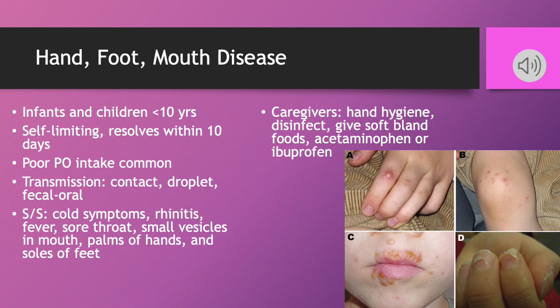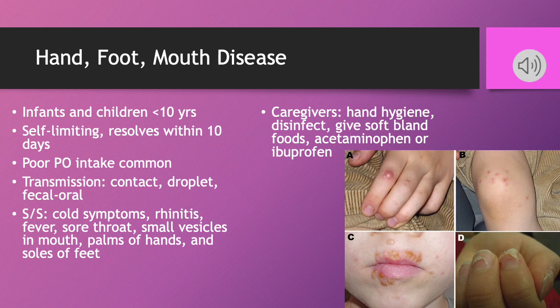Some of these children may have poor PO intake, and that's usually secondary to the oral blisters. It's transmitted through contact droplet and the fecal-oral route. Some of the symptoms include cold symptoms, runny nose, fever, sore throat because of the vesicles in the mouth, and on the palms of the hands and the soles of the feet, and it's very painful for them.